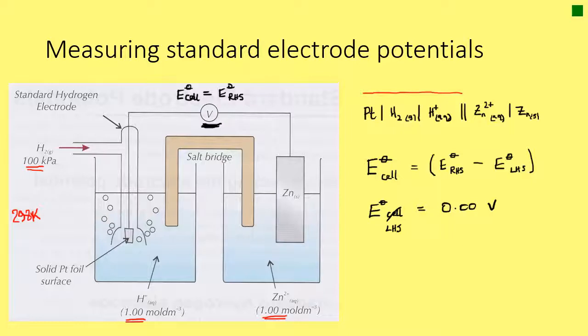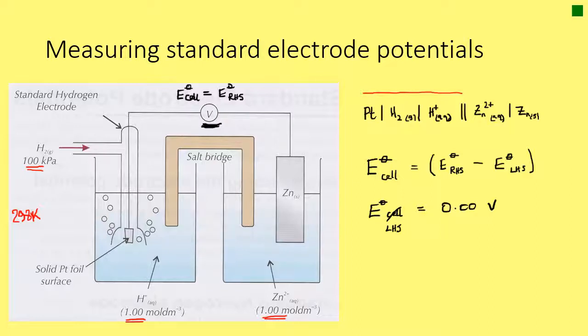So just to be clear, what we're going to do here is measure the standard electrode potential of the zinc half cell. Firstly, let me point out that the zinc solution here is 1 molar, and the hydrogen solution in the standard hydrogen cell is also 1 molar. The pressure that the hydrogen is pumped in at is 100 kilopascals. So we've got standard pressure and standard concentrations, and we're doing this at 298 Kelvin, so standard temperature as well.